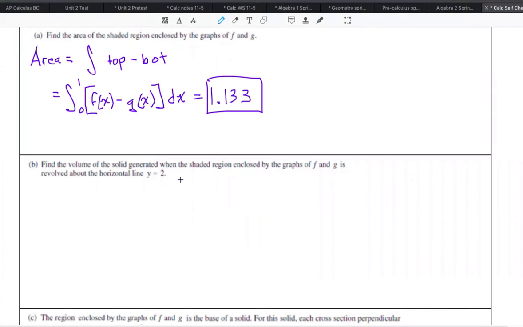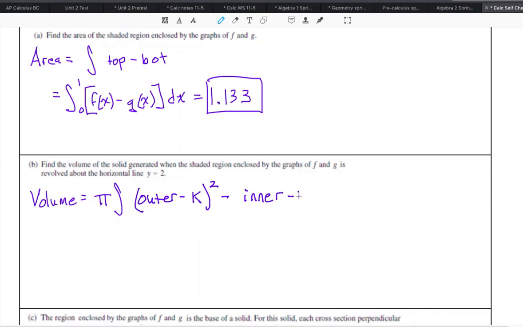Okay. Find the volume when I am revolving. Every single time I see revolve or rotate, I'm going to add a pi. So our general formula for volume, before I actually plug everything in, should have a pi. It's an integral from your start to the end, and it's going to be around y equals 2. So it's going to be outer minus k quantity squared minus the inner minus k quantity squared, and then all of that stuff dx. And I'm not going to put that for my formula, but here we go.